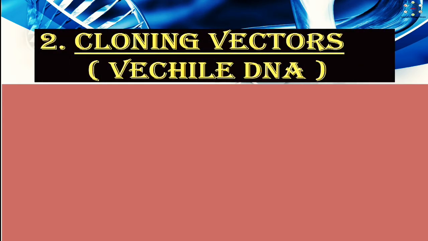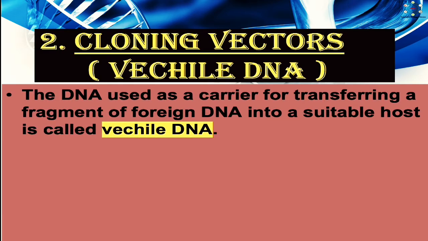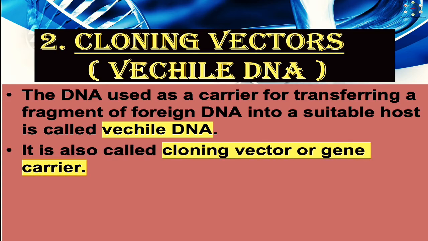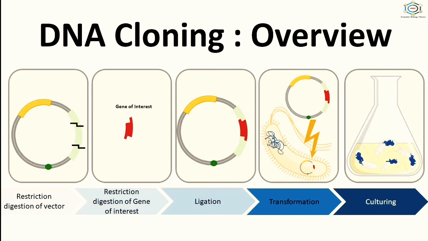Now, the second biological tool is here, that is cloning vectors or vehicle DNA. The DNA used as a carrier for transferring a fragment of foreign DNA into a suitable host is called vehicle DNA. It is also called cloning vector or gene carrier. The desired gene is introduced into a vector wherein recombinant DNA, that is rDNA, is formed. The vector carrying rDNA divides, thereby forming several copies of rDNA.